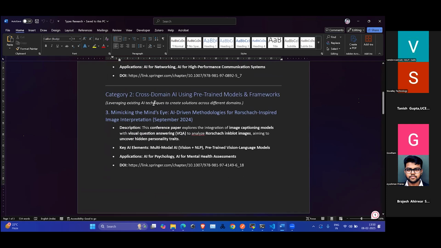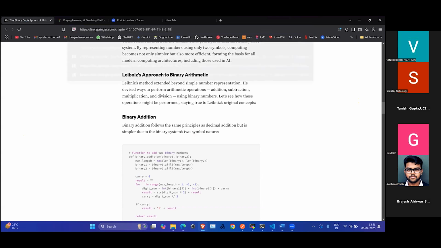The second category is cross domain AI application using pre-trained models and frameworks. It's not always necessary to build the best model in a particular category. You can also go about cross domain applications using pre-trained models. If you know about Hugging Face, a lot of pre-trained models are already available where you don't need to do anything. You just need to download that into your local, or you could even use Google Colab, and implement your code there. This is another paper that we had written at Stu Valley. So just open it up.